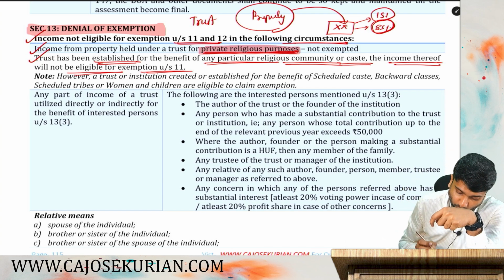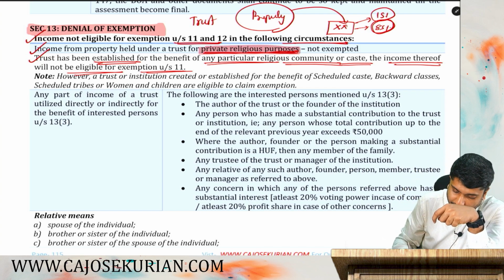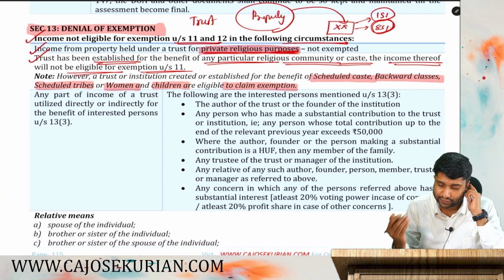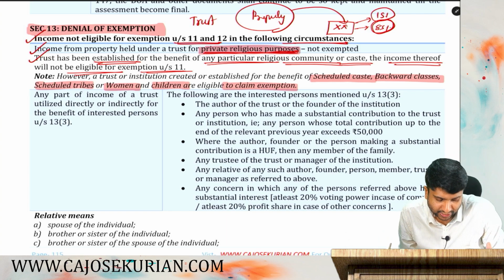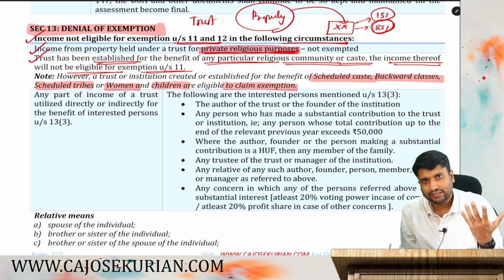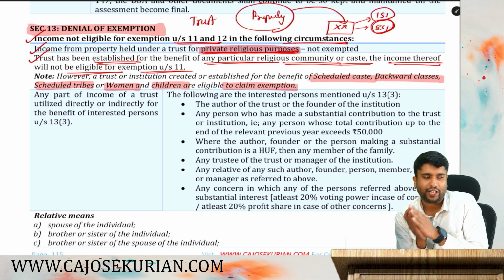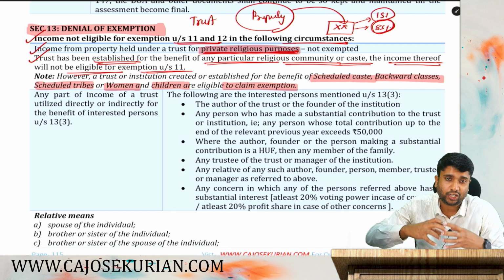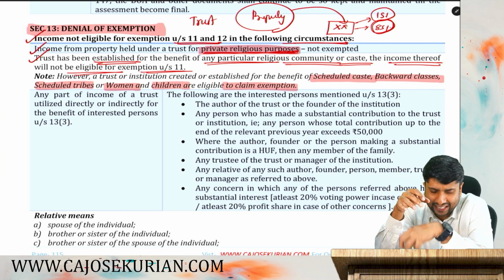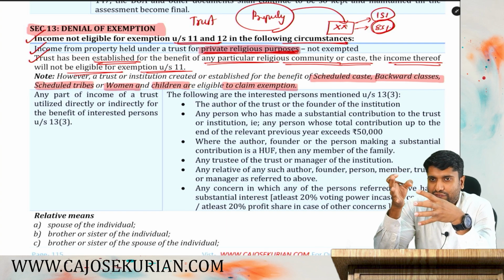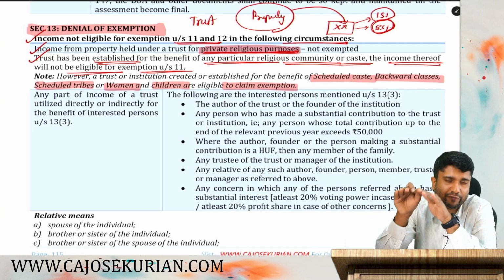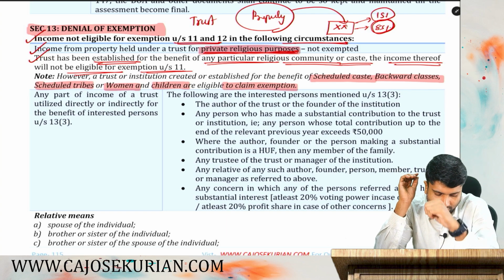But there is an exception. What is that exception? A trust created for the benefit of scheduled caste, backward classes, scheduled tribe, women and children is eligible to claim exemption. If you have created a trust for the benefit of scheduled caste, backward classes, scheduled tribe, women, children, then definitely no problem, you can claim the benefit of accumulation and application. You should not regard it as a particular religious community, caste or something. These are exceptions. Apart from this, if the beneficiaries are a closed community either based on religion or a caste, then you are not supposed to claim the benefit of accumulation and application. That's what the department says.